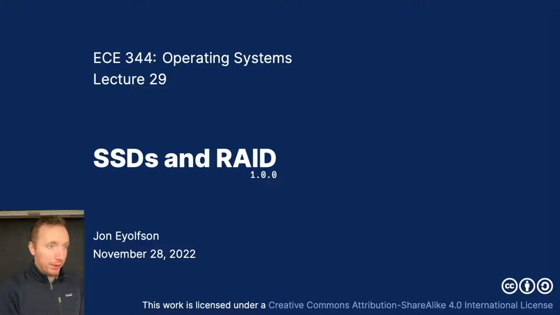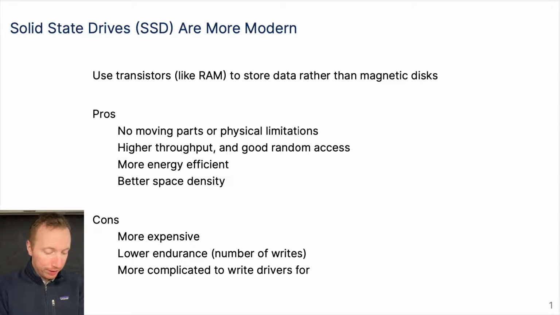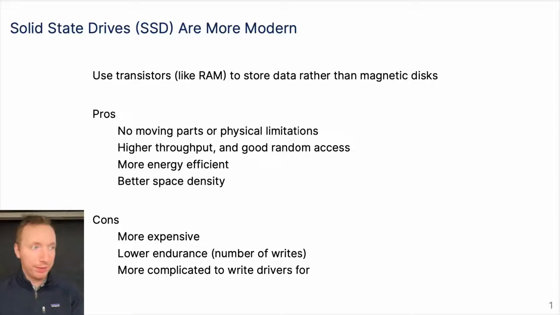So today we're going to be a bit more modern. We're going to talk about SSDs, which people actually have in their machines, and RAID, which is a fun topic. SSDs, or solid state drives, are more modern than hard disk drives. There are no mechanical parts. They're kind of like RAM. They use transistors to store data rather than magnetic disks, so you can't actually ruin it with a magnet.